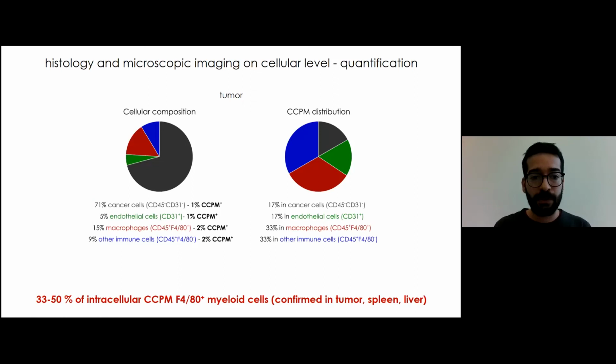On the left side, you can see the composition of the tissue in the different cells. We see, for example, that in tumor, approximately 70% of the tumor microenvironment is composed of cancer cells, and approximately 24% is comprised of immune cells. Macrophages are the most dominant population, as expected. And on the right side, we can associate the number of nanoparticles that is localized inside of these different types of immune cells and cancer cells. By following the same approach in tumor, liver, and spleen, we saw that approximately 33 to 50% of the intracellular nanoparticles are localized in F480 positive macrophages.